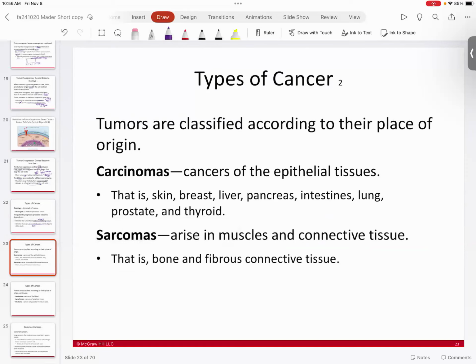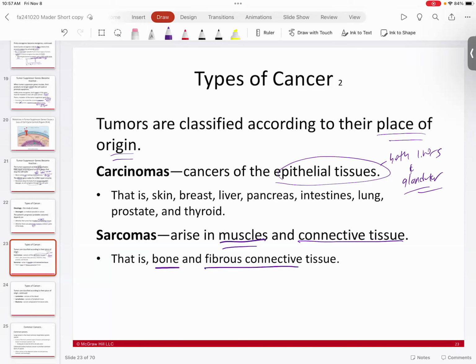And so when we take a look at the classification of tumors, we oftentimes will classify them according to where they originated. For instance, carcinomas are generally cancers of epithelial tissues: skin cancer, breast tissue, liver tissue, pancreas tissue. Remember, it's epithelial tissue that is both the liner tissues and glandular tissues. So those are all the carcinomas. Sarcomas are associated with the muscle. Actually, sarco is the root for muscle, and it's also the connective tissues. So this is going after bone and fibrous connective tissue and things of that nature. So those are sarcomas. Generally speaking, pretty bad, a lot worse than carcinomas.